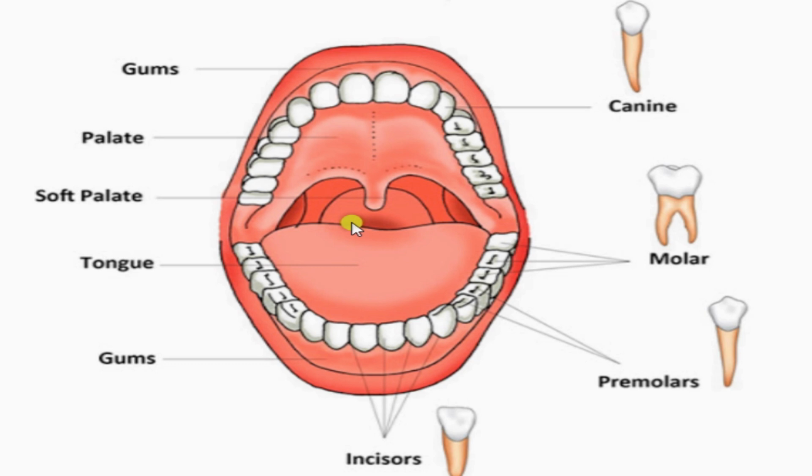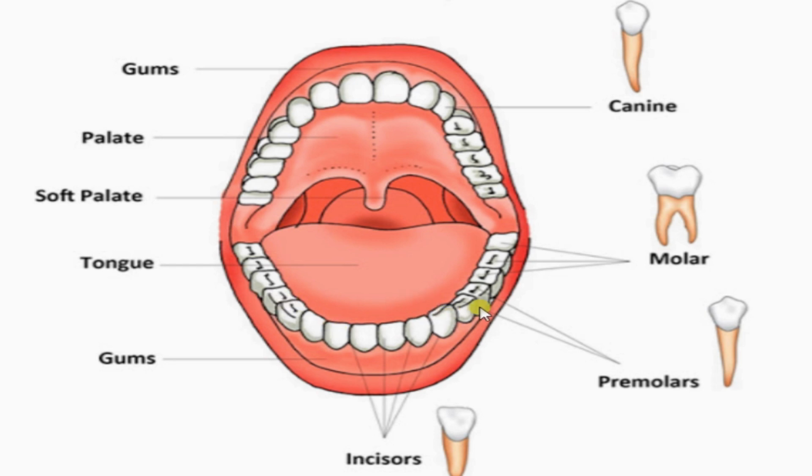Now talking about the teeth, there are 32 teeth in our mouth, and these are of four kinds: incisors, premolars, molars and canines. Incisors are the front teeth and are used for biting food. These have cutting margins, meaning sharp margins, so that they can cut the food easily.